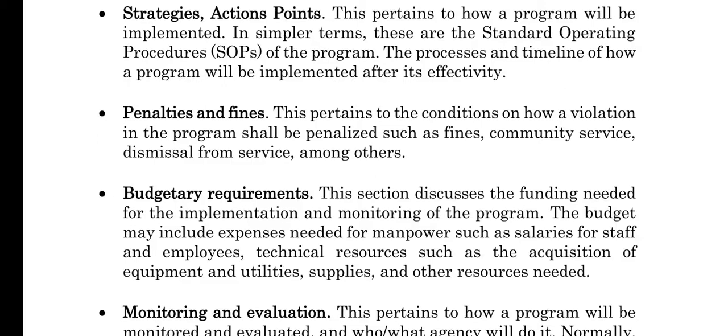So how will you implement the program? What are the program components? In this particular strategies and action points, you enumerate the strategies, the solutions that you will have so that you can address the problem. Ito ang pinaka-important. This is the most important because this will be the part of the program wherein your actions, your strategies, your solutions will be enumerated and specified. How are you going to solve the problem? So it will be included here in strategies and action points.